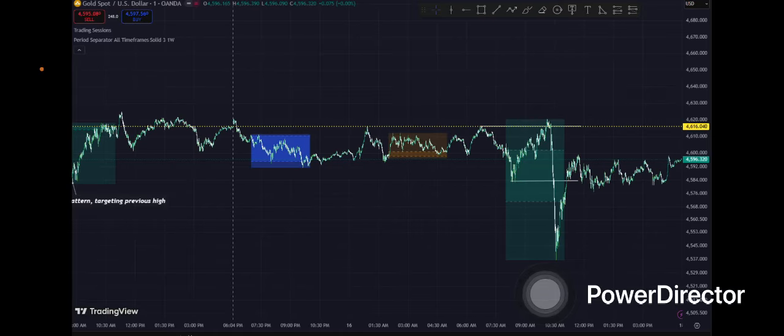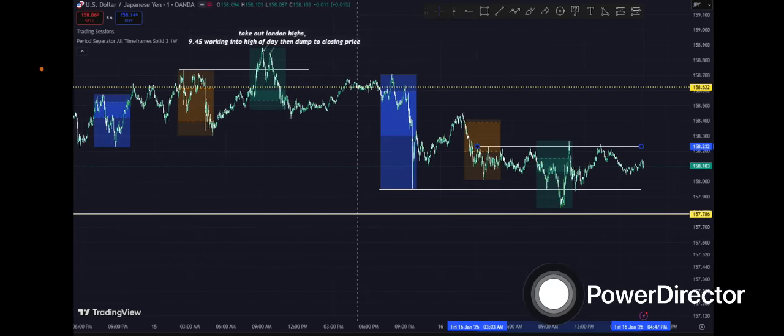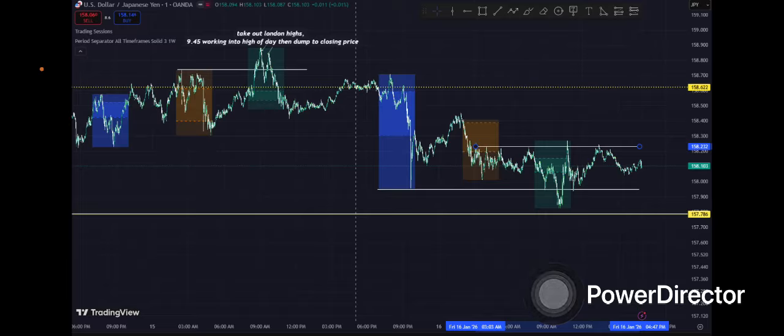Here's gold. Again, after 9:30, we pump up through the high of the current day or into the high of the current day before dumping down, right? And you can see we previously broke these low levels. We broke down right there, pumped back up past 9:30, around 10 o'clock to dump down. Very nice chart.